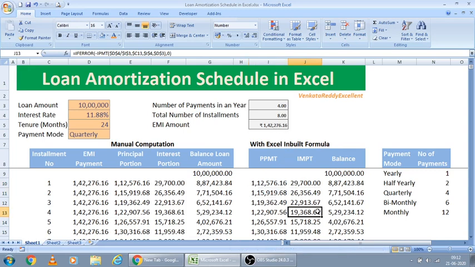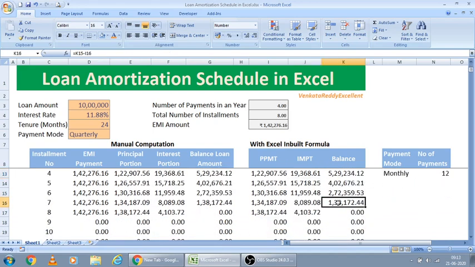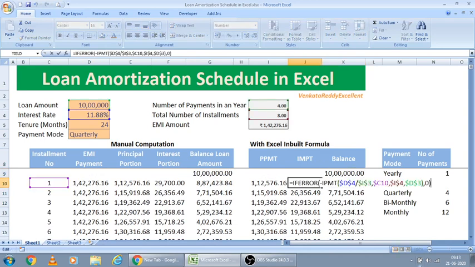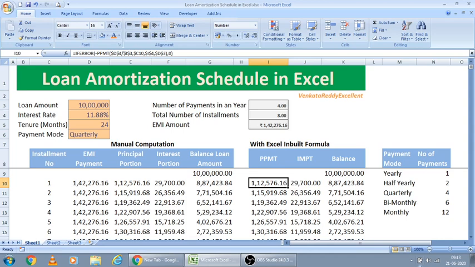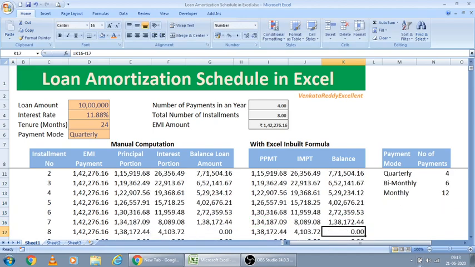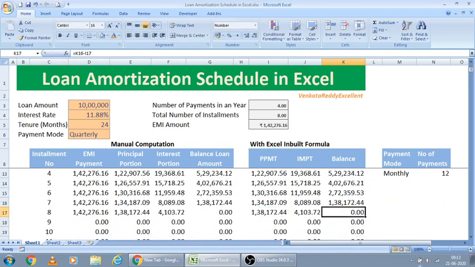Let us see when the loan will end. This balance amount is what remains once you pay the EMI amount. After paying the interest amount, we are paying the principal amount also, right? That principal will be reduced from the total loan amount. Like that we are getting the balance principal amount at the end of each installment. After the final installment, there won't be any balance loan amount.